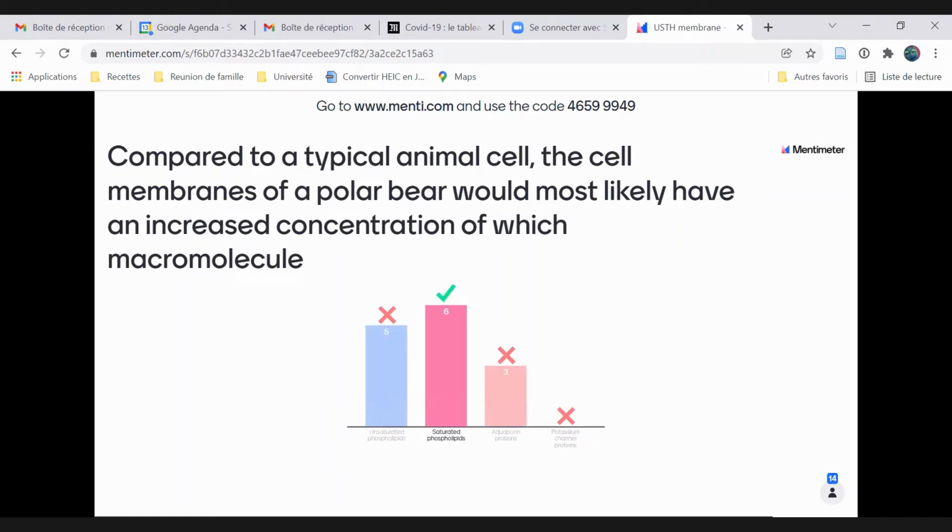Yes, so the polar bear is living in a region with low temperature, so it needs to have fluidity of the membrane. So to do that, it needs unsaturated phospholipids.